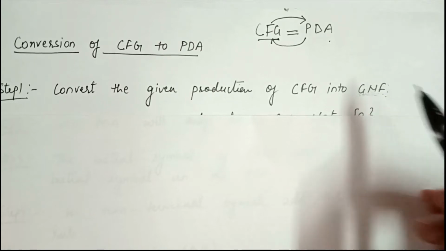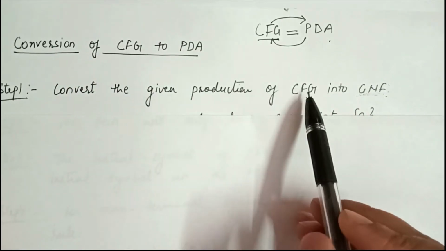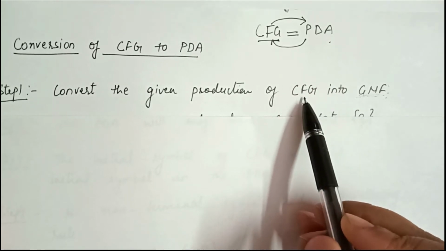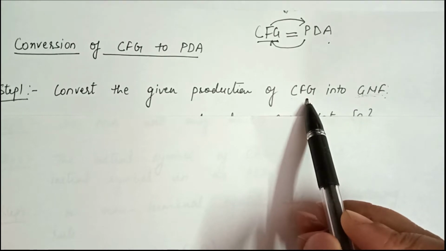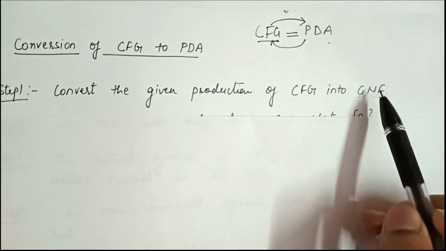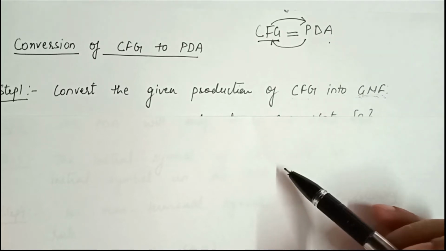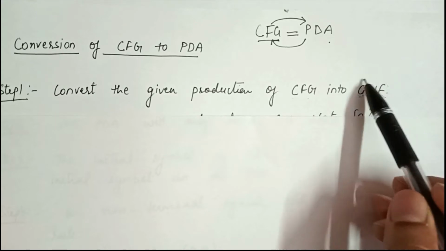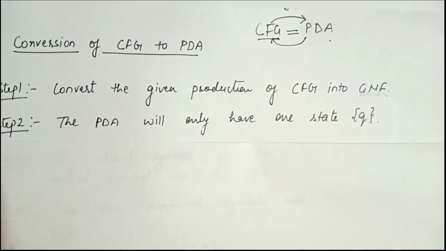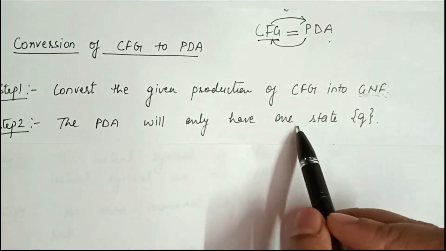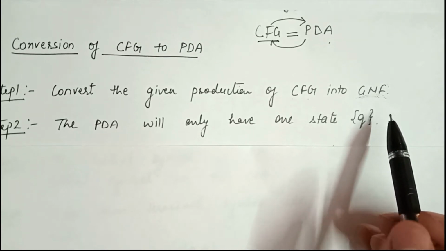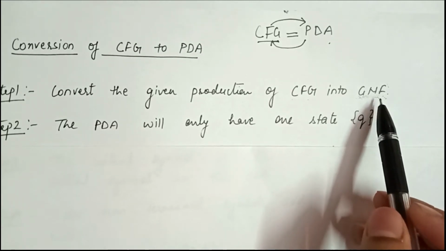So the first step for this conversion is that if we have a context free grammar, first we have to check whether that context free grammar is in the GNF form or not. If it is, then we proceed further, and if it is not, then we have to convert it into GNF. Now the next step is that the PDA will only have one state, that is Q.